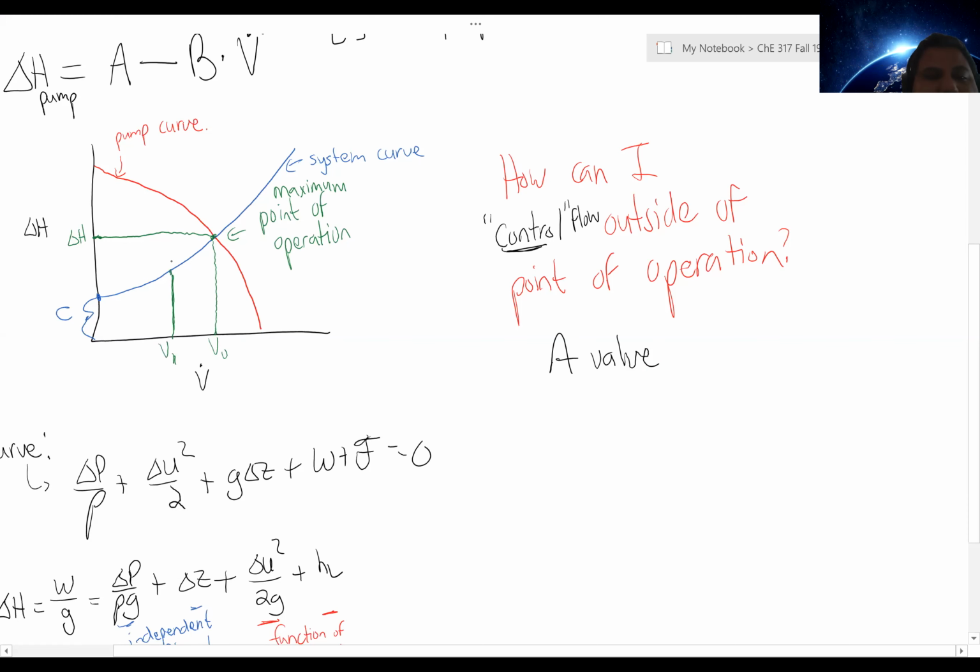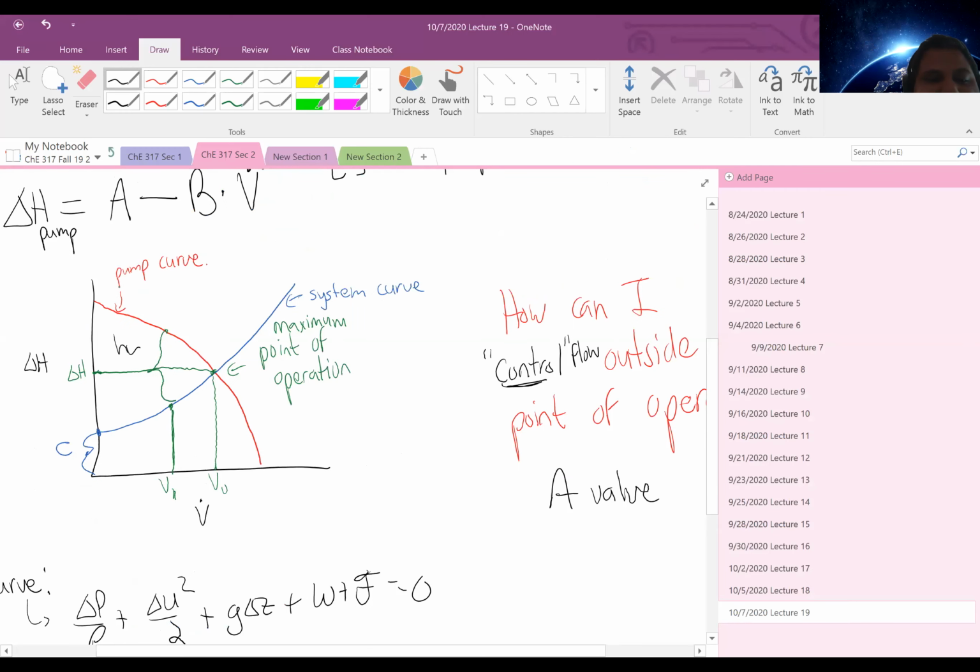Then the pump wants to supply this amount of head, but you only need this much head. So you put valves in place in your system such that this is the head loss, or the delta H, of a valve or your valves in the system. So you basically put valves in the system to drop your flow rate down by increasing the energy dissipation throughout the flow system. And so with the use of valves, now I'm not constricted to a single point of operation. I can then operate anywhere to the left of that maximum point of operation.